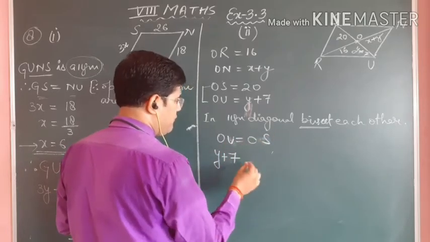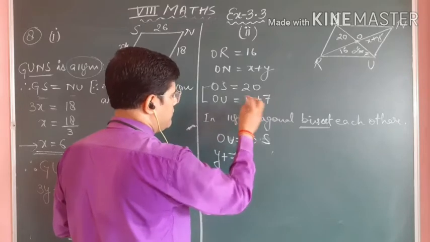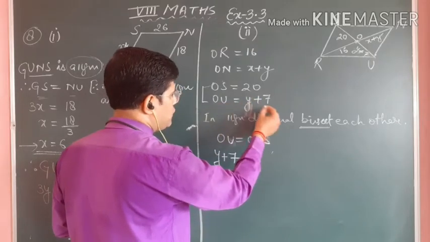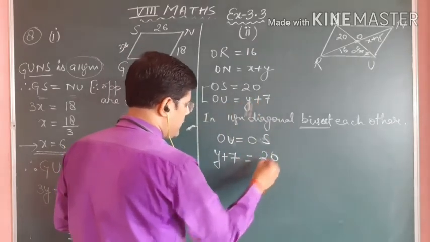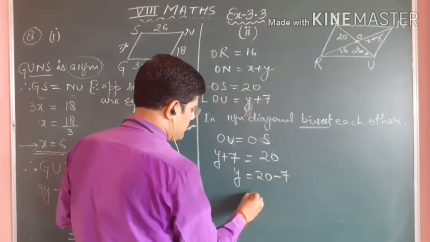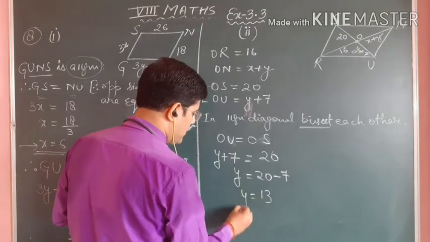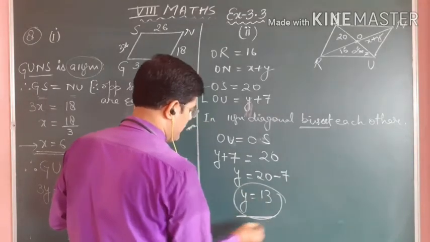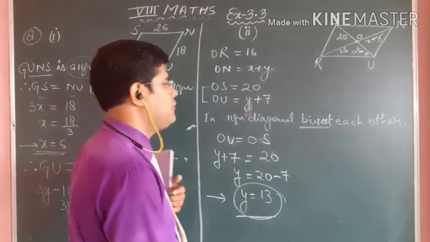But you can write anything. No problem at all. Those are equal. So OU equal to Y plus 7 and OS equal to 20. Now when we transpose this 7 to the other hand, it will become 13. So Y equal to 13. We have solved Y. Now for X.